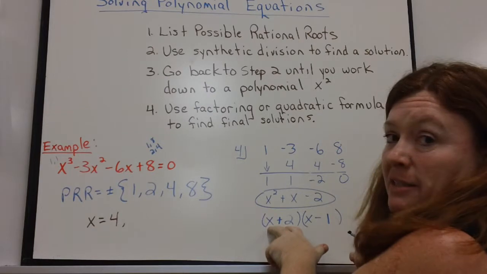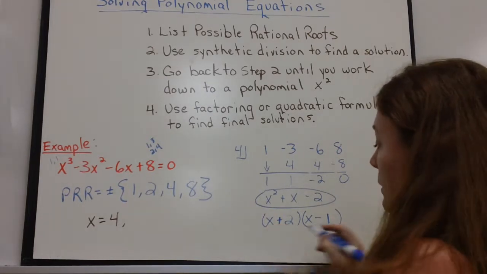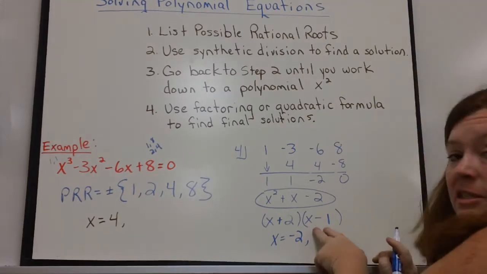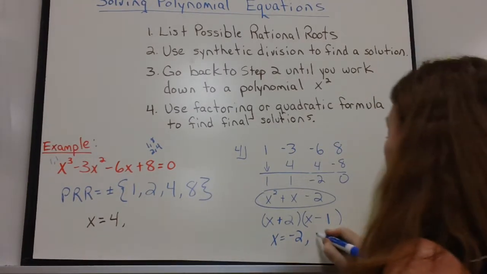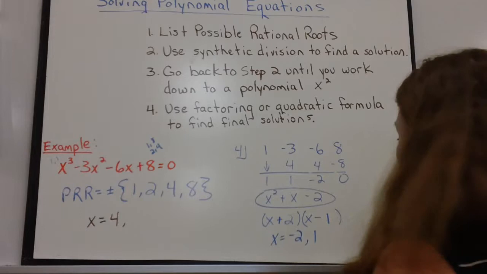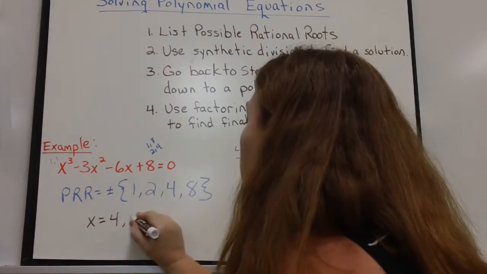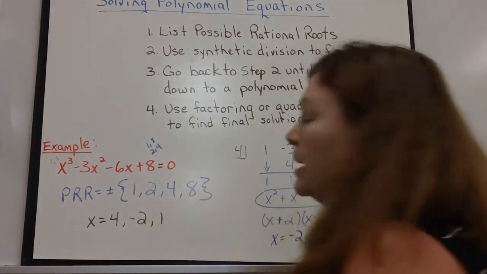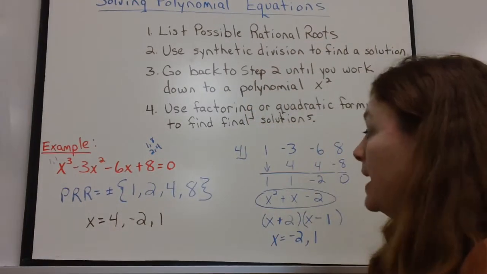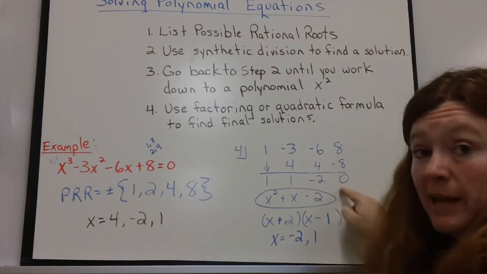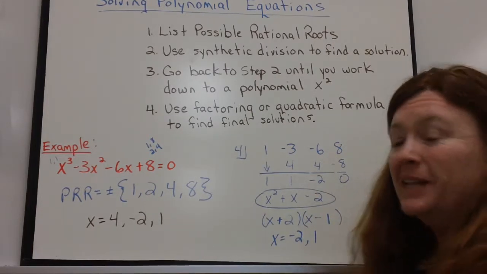What value of x makes this 0? X is negative 2. What value of x makes this 0? Positive 1. So that means my other two solutions must be negative 2 and positive 1. And if I put a negative 2 into synthetic division, it should also give me a 0 remainder, as will 1. Let's try this again.